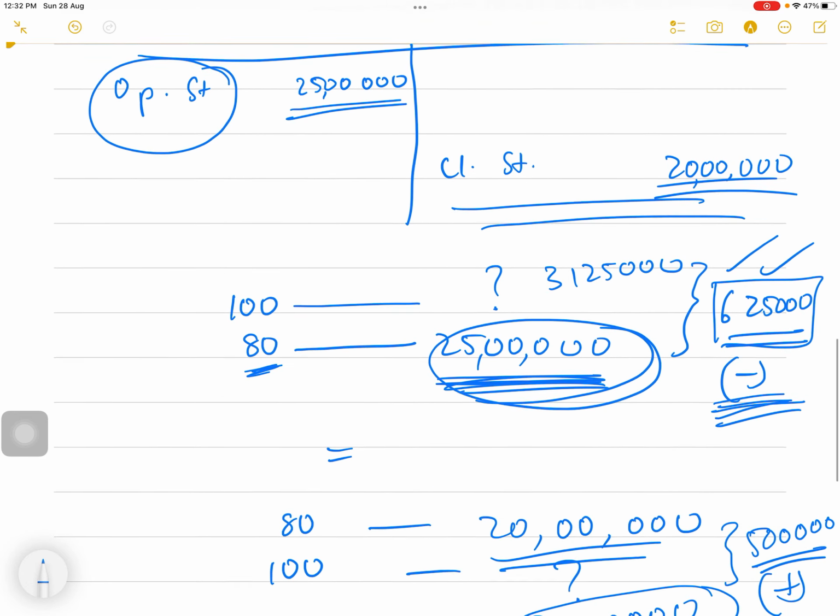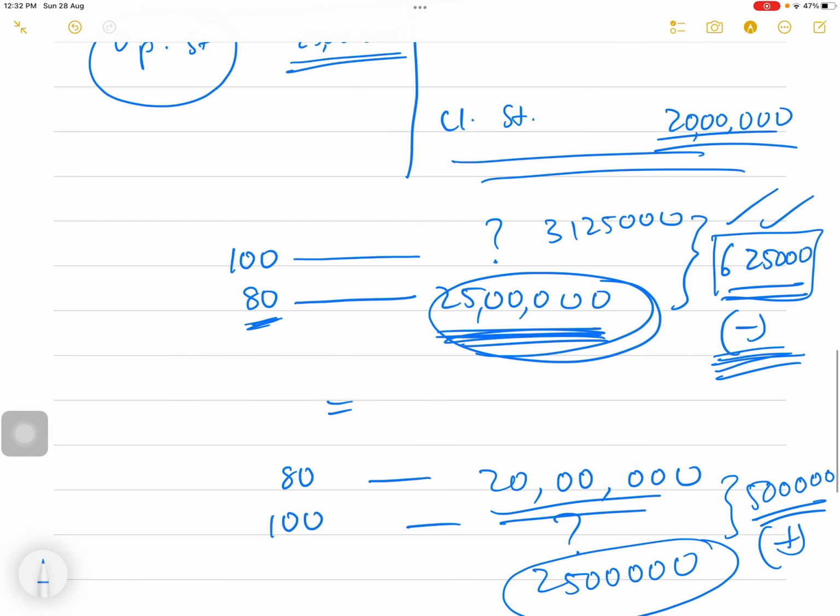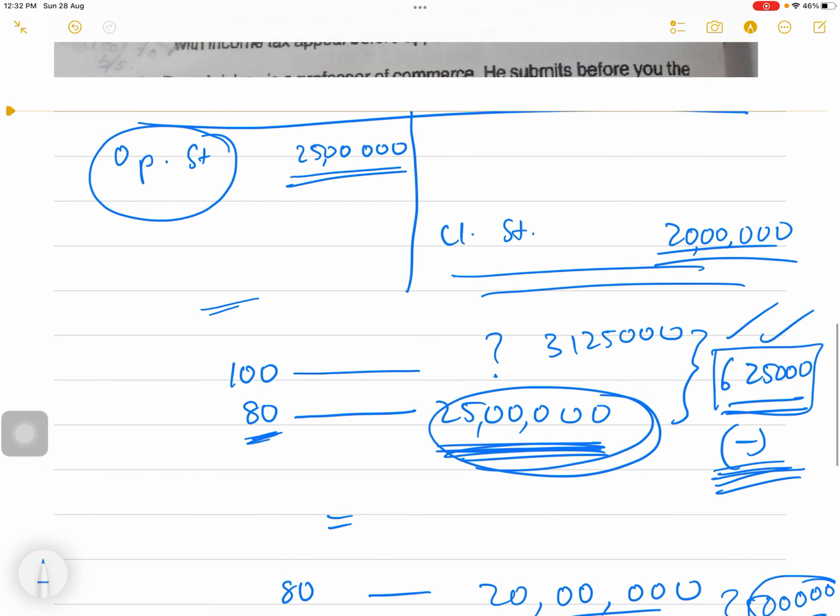When closing stock is understated, that means your gross profit is also understated by the difference, 5 lakhs. So 5 lakh you will add.